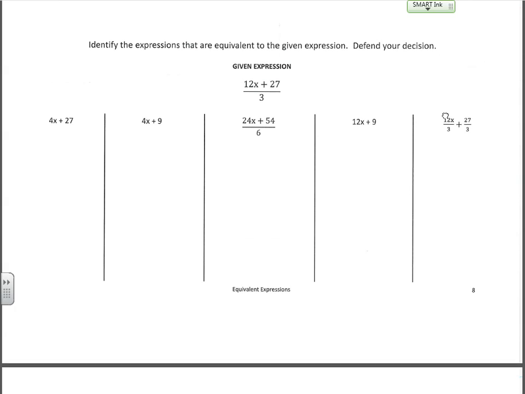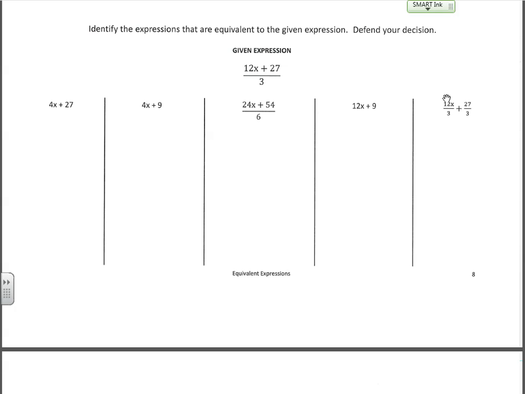Next one, identify if the expressions are equivalent to the given one, and defend your decision. So the given expression here is 12x plus 27 divided by 3. Your job is to tell me whether or not each of the 5 expressions is equivalent to that or not. So what you might want to look for here is what's different from one expression to the next.